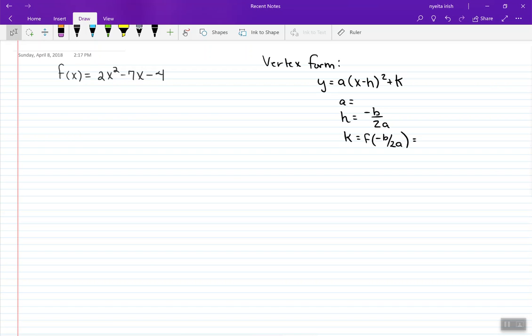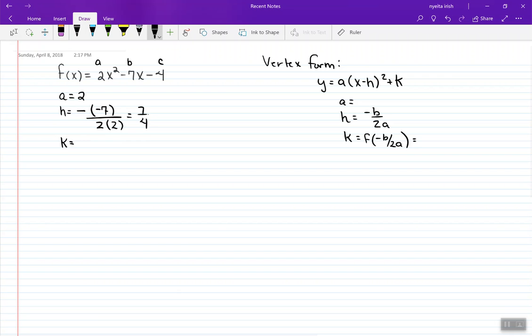So for this problem here, we can put it in vertex form by identifying a, which is the number in front of x squared automatically. Our h, which is negative b, here's a, here's b, here's c, so h is negative b over 2 times a. So two negatives make a positive. So this is 7/4. So the next thing to do is find k.